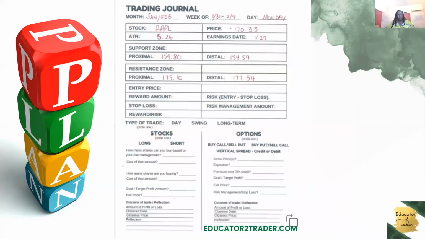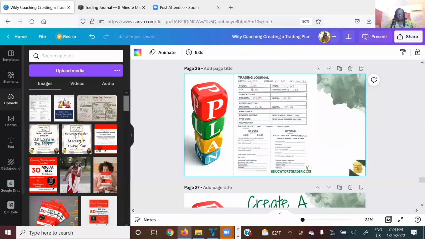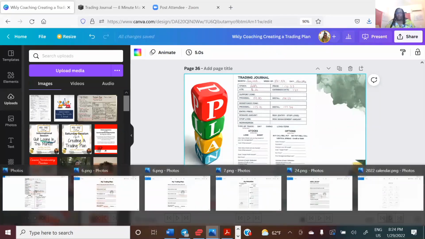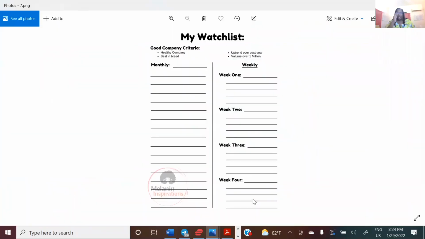Let's look at this page here. Well, I don't want to go there yet. Let me go to, I think we looked at this already, just a list of your watch list stocks. I put some good company criteria at the top, depending on what you're using them for. You might want to use: is it a healthy company, best in breed, uptrend, volume over 1 million? I found that I don't have to use the volume over 1 million as much, that I can bring that number down and still trade very well as a seller.